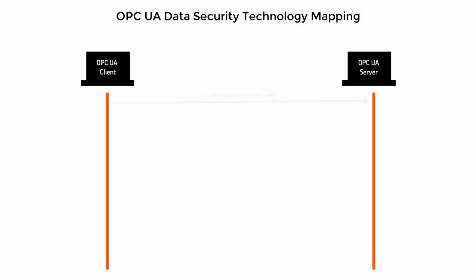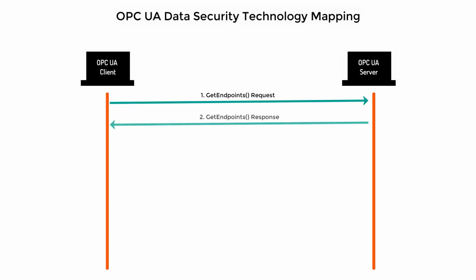In such a case, the client needs to first send a get endpoints request to the server using a default endpoint description, which can be found at a well-known port using the server's hostname. And the get endpoints request is sent without security. The server responds to this get endpoints request with a list of its endpoint descriptions. Now, because OPC UA uses public key infrastructure to negotiate a secured connection, the server also sends an X509 version 3 certificate alongside the endpoint descriptions.